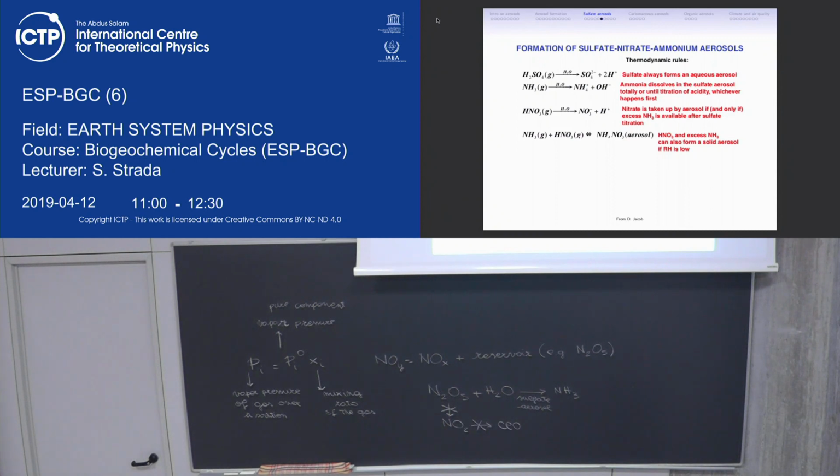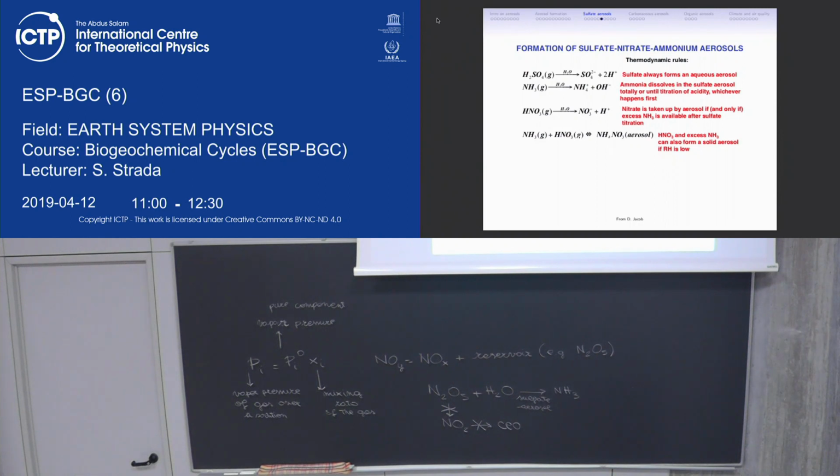So you understand here that the kind of environment in which these reactions are taking place also changes the result, because if you are in an ammonia-rich environment, the probability that there will be some ammonia left is higher. Instead, if you are in an ammonia-poor environment, then most of the ammonia will be taken by the sulfate, by the sulfuric acid, to form the sulfate.